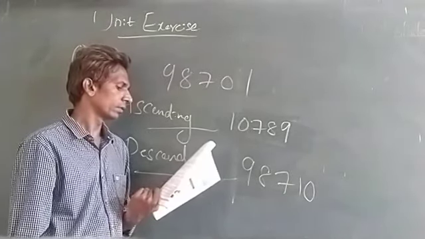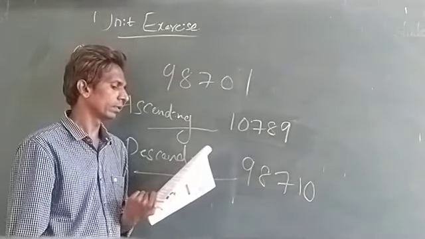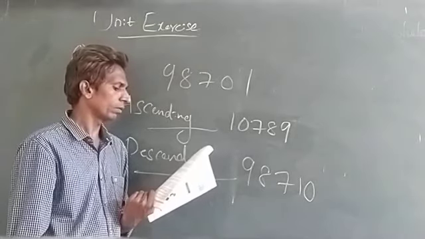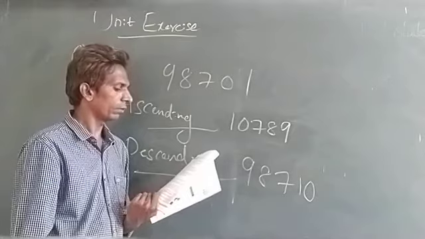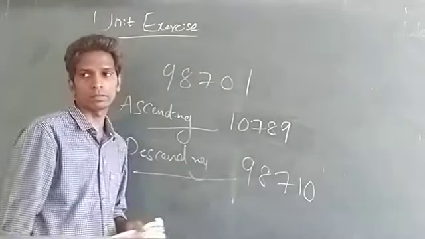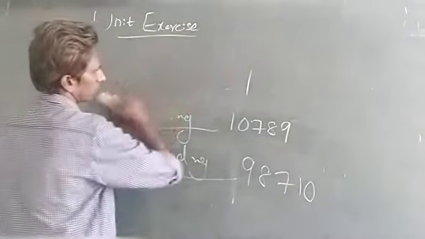Five mobile numbers. Correct, five mobile numbers, and arrange them in ascending and descending order. Five mobile numbers, not five numbers.